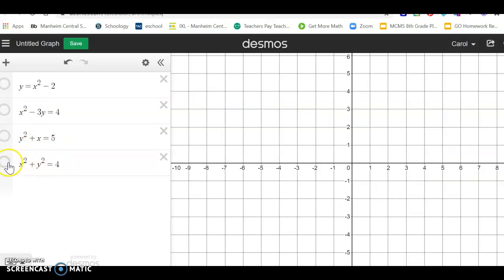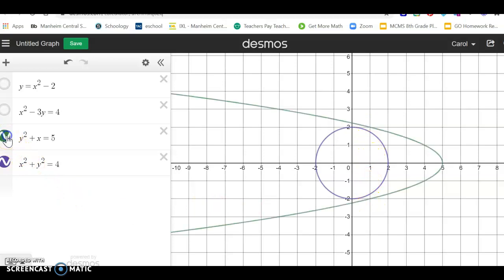Let's look at the bottom one. Both x and y are squared. Here's what the graph looks like. It's a circle. If I draw a vertical line through, will it pass in more than one place? Is this a function? The answer is no, it is not a function. My vertical line will indeed cross in more than one place.